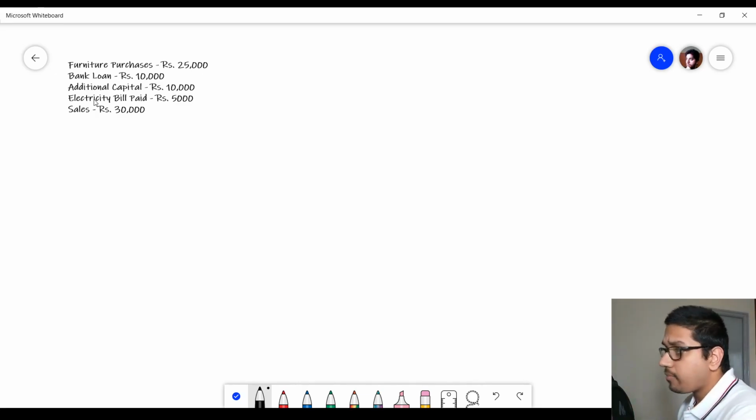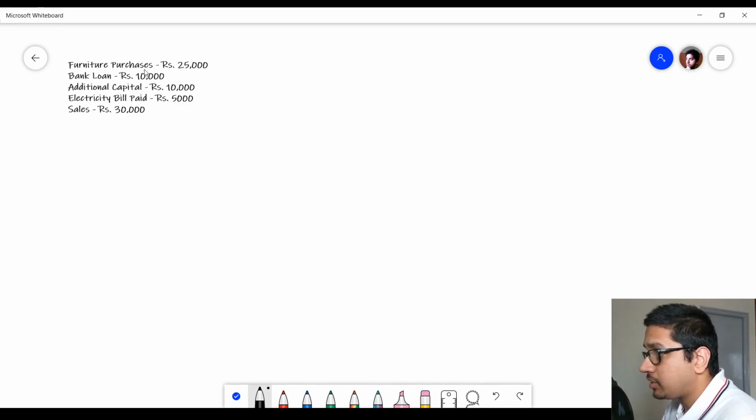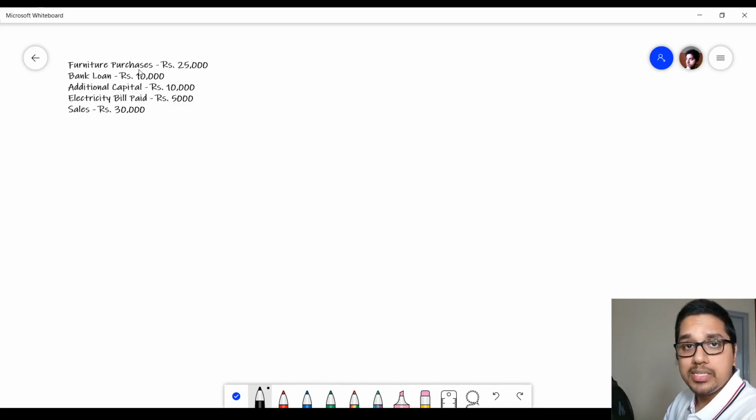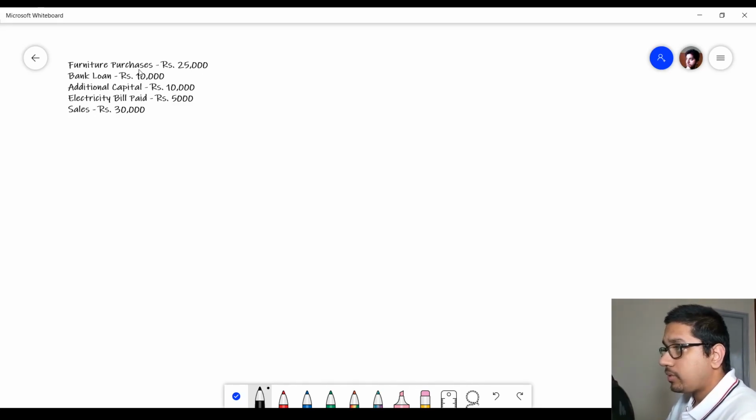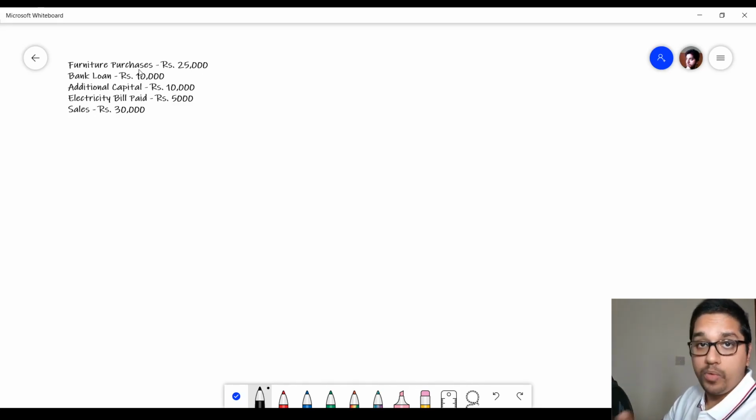All right, so let's have a look. We'll delve into how to identify these transactions for what they are and how we pass an entry for this. I'm warning you, my handwriting might be a little weird, but if you're paying attention to my narration at the same time, you will definitely understand what I'm trying to say.